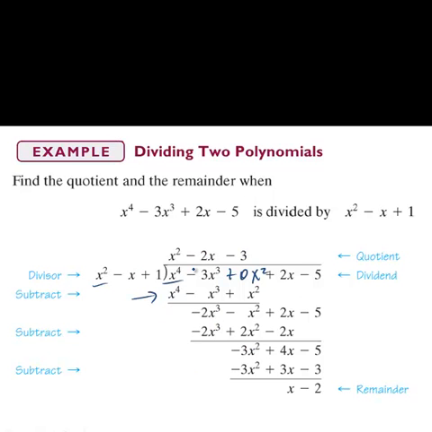Negative 3 times x squared is negative 3x squared, so that's why you have negative 3 up there. Subtract, and you get x minus 2 as your remainder. So the x squared minus 2x minus 3 is the quotient with the remainder of x minus 2. Okay, so there's the result.